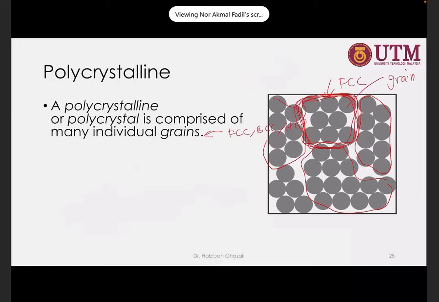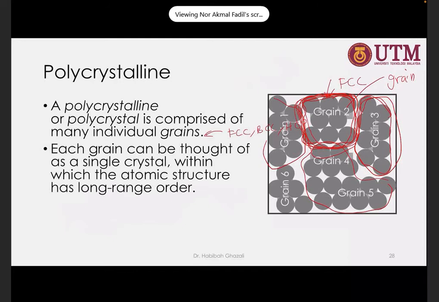Okay, this is just a schematic diagram. So meaning that inside the grain, the atomic structure forms an FCC or BCC or HCP structure. But polycrystalline contains grains, unlike the single crystal, which doesn't contain any grain. Okay, it is very perfect. Perfect, it is indeed sophisticated to produce a single crystal.